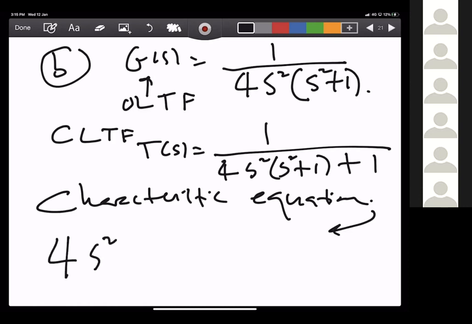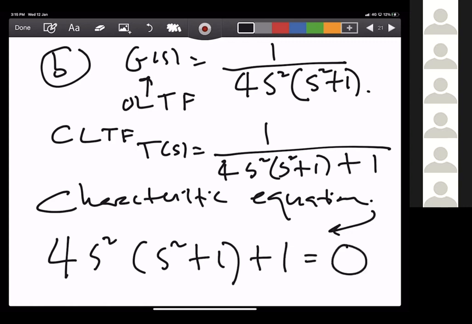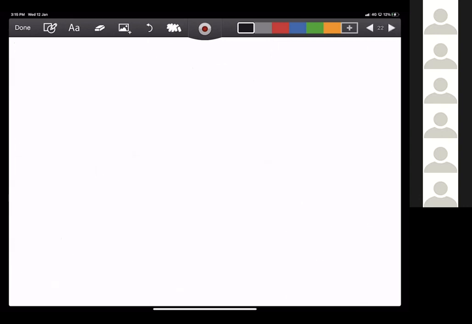4s squared bracket s squared plus 1 close bracket plus 1 equals to 0. Yeah. Simplify. 4s to the power of 4 plus 4s squared plus 1 equals to 0. Okay. Routh table.